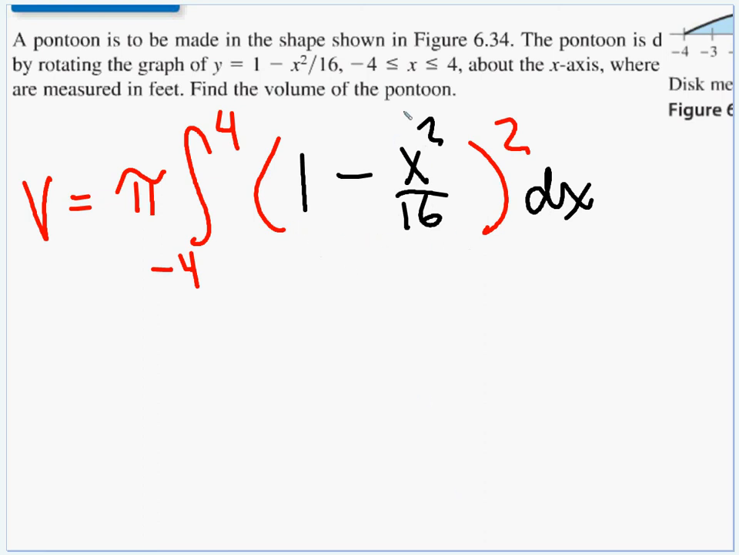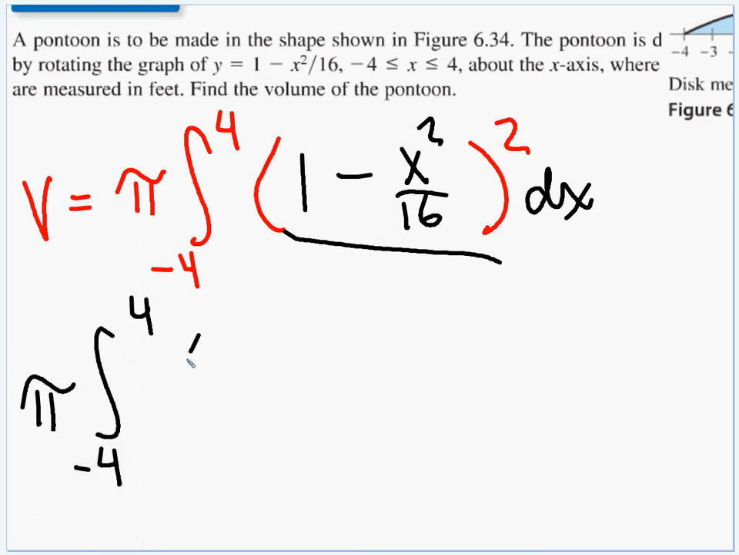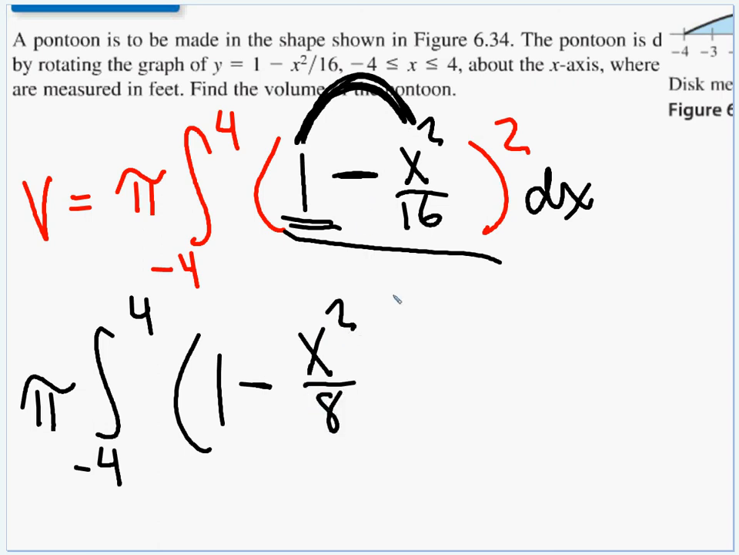We do not have an inner function's derivative, so it looks like we're going to have to FOIL out that binomial before we antiderive. Pi, negative 4 to 4. Let's see if we FOIL that out. First times first is 1. We'll have a minus. If I multiply these together and then times it by 2, that would be 2x squared over 16, or x squared over 8. And then last will be positive. Negative times negative is positive, and we would multiply our numerator by itself, so that would be x to the 4th. And then downstairs, 16 times 16 is 256. And we still got a dx on there.